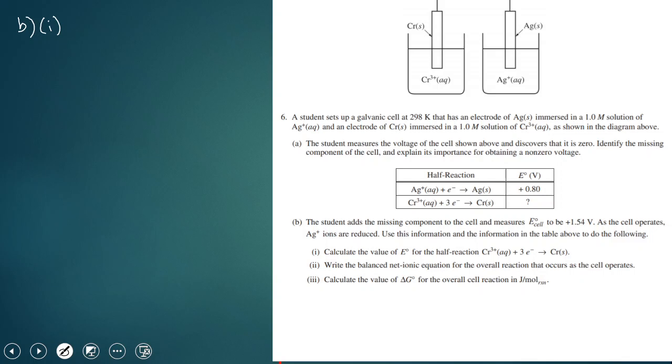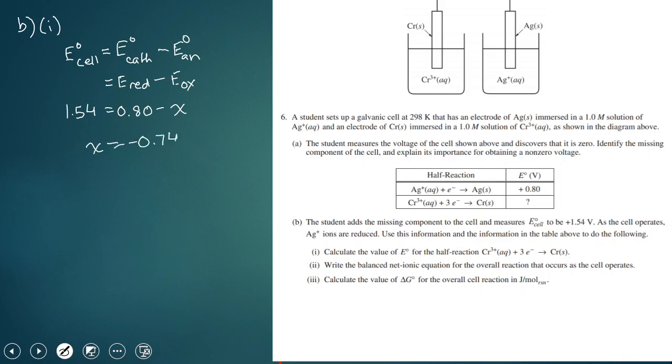Okay, so this is where you have to keep track of signs very carefully. Depending on which formula you like to use, E cell is equal to E cathode minus E anode, or E reduction minus E oxidation. The way I like to remember it is the second one usually, because it spells out redox, so you just have to write out redox in order. And so what we get is 1.54 is equal to 0.8 minus x. So my x is automatically going to be 0.74.